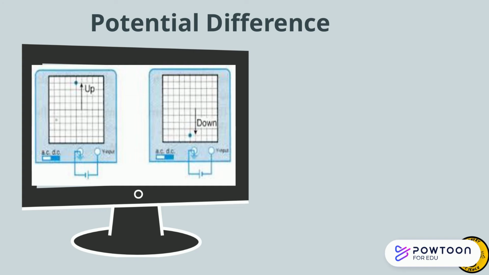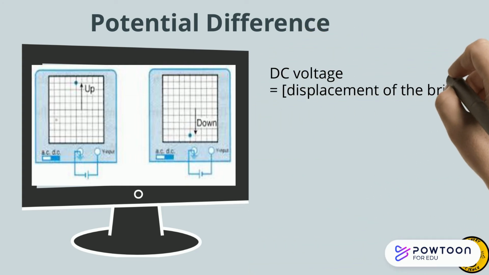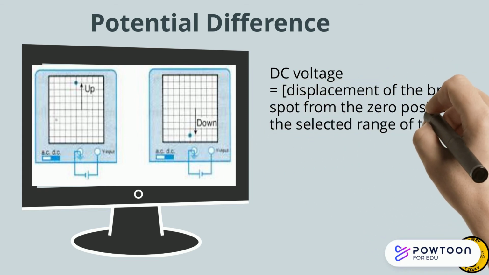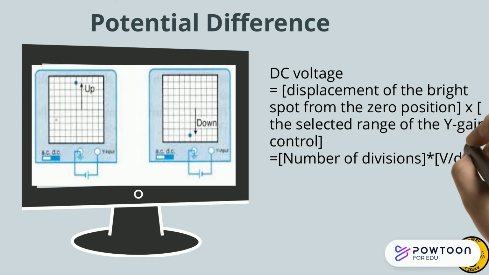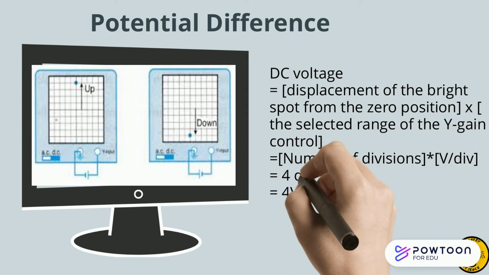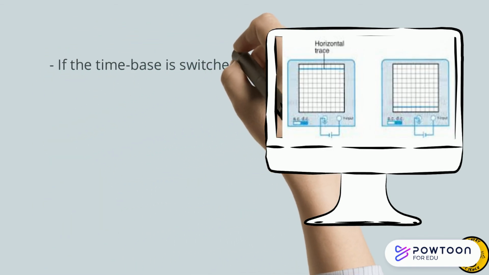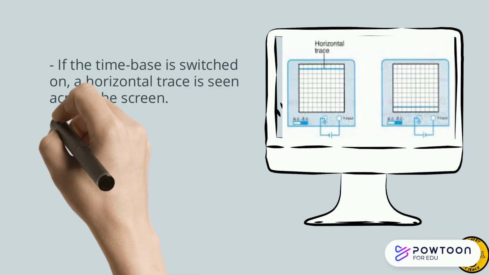The potential difference. DC voltage is equal to the displacement of the bright spot from the zero position multiplied by the selected range of the Y gain control, which equals the number of divisions multiplied by volts per division, equal to 4 div multiplied by 1 V per div, which is equal to 4 volts. If the time base is switched on, a horizontal trace is seen across the screen. The values of the DC voltages are the same.